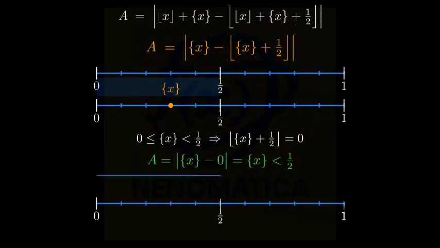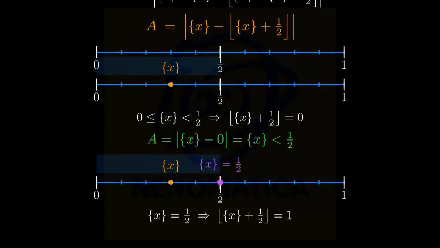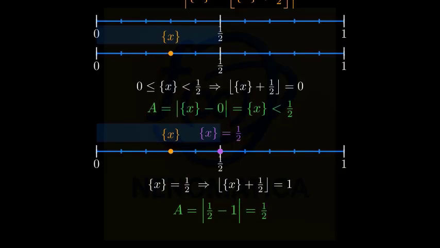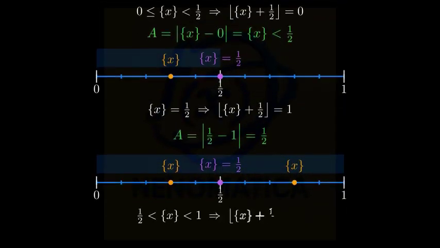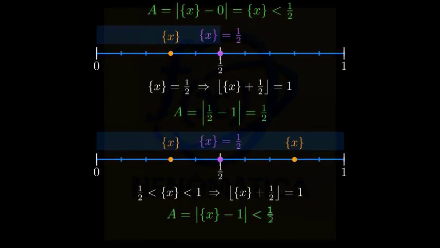Case 2. The fractional part equals 1/2. Then the fractional part plus 1/2 equals 1, whose floor is 1. Therefore, a equals the absolute value of 1/2 minus 1, which is exactly 1/2. Case 3. The fractional part is greater than 1/2 and less than 1. Then the fractional part plus 1/2 lies strictly between 1 and 1.5, so its floor is 1. Therefore, a equals the absolute value of the fractional part minus 1, which is less than 1/2 in this case.